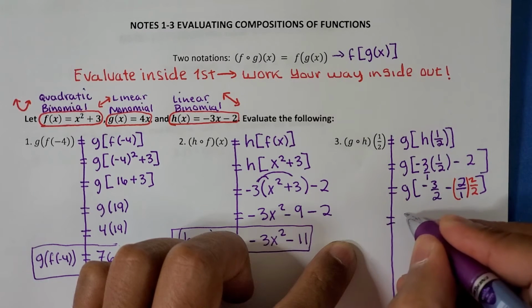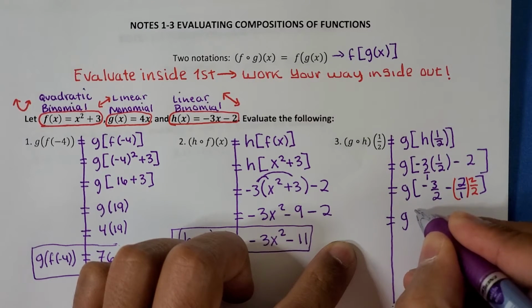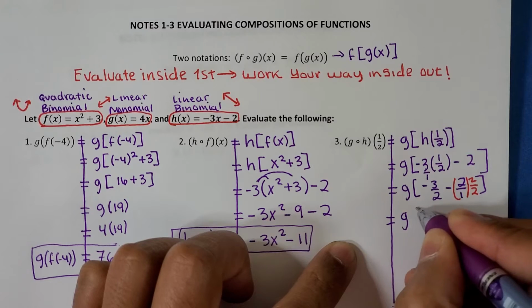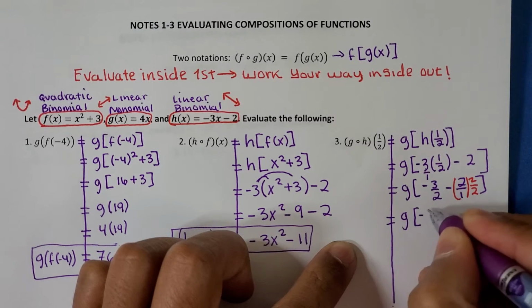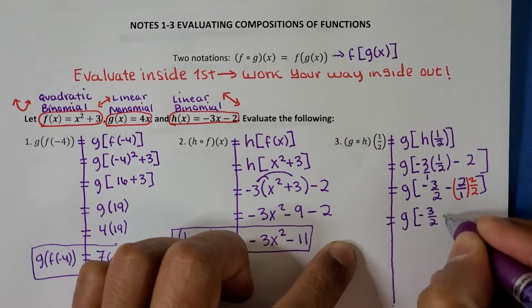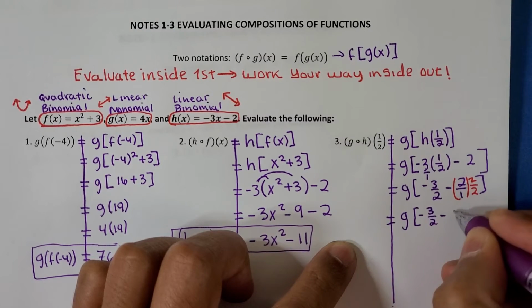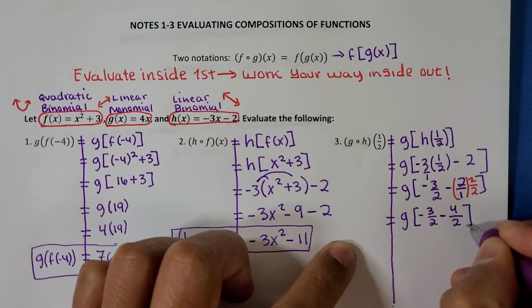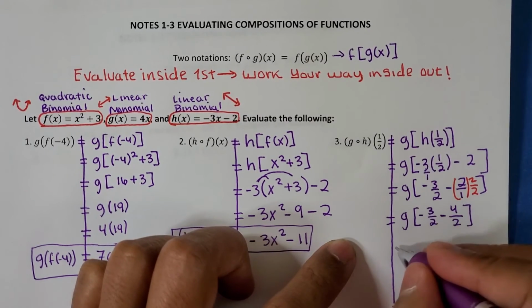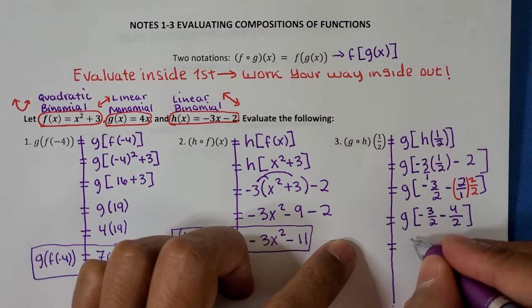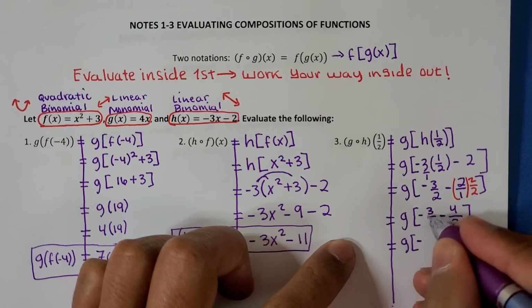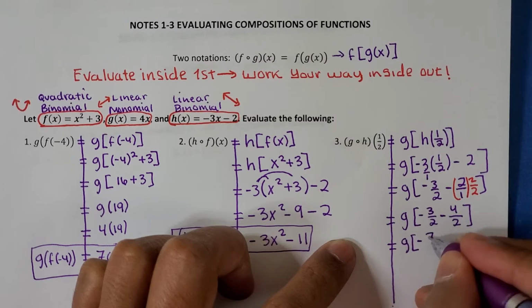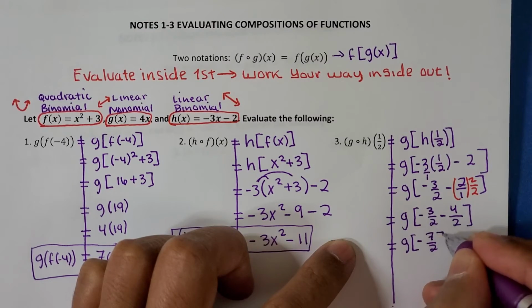So then this is going to be equal to g of bracket, negative 3/2 minus 2 times 2, that's going to be 4, and 1 times 2 is going to be 2, and this is what I wanted to have. Now we have the same denominator. So then this is going to be g of negative 3 and 4, that's going to be 7, negative 7/2.